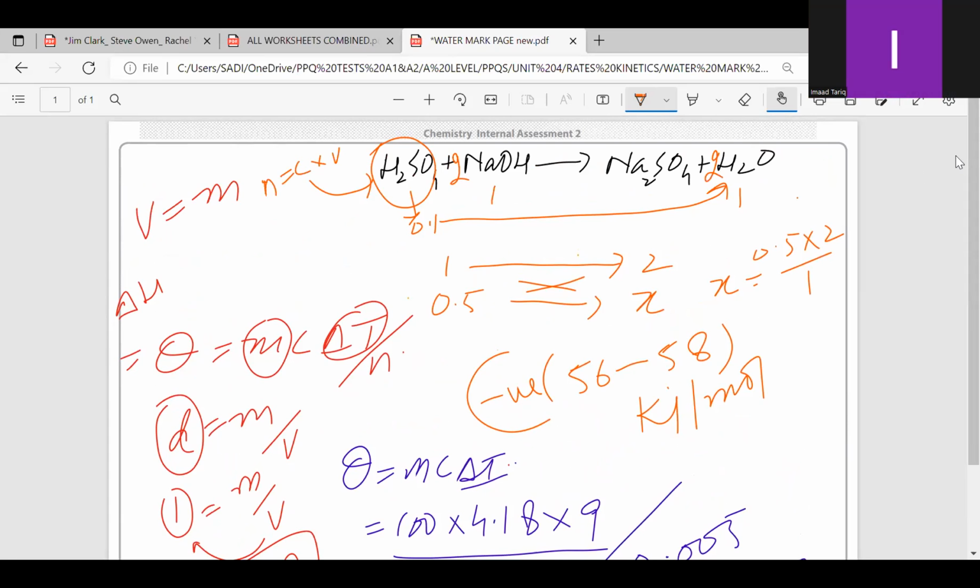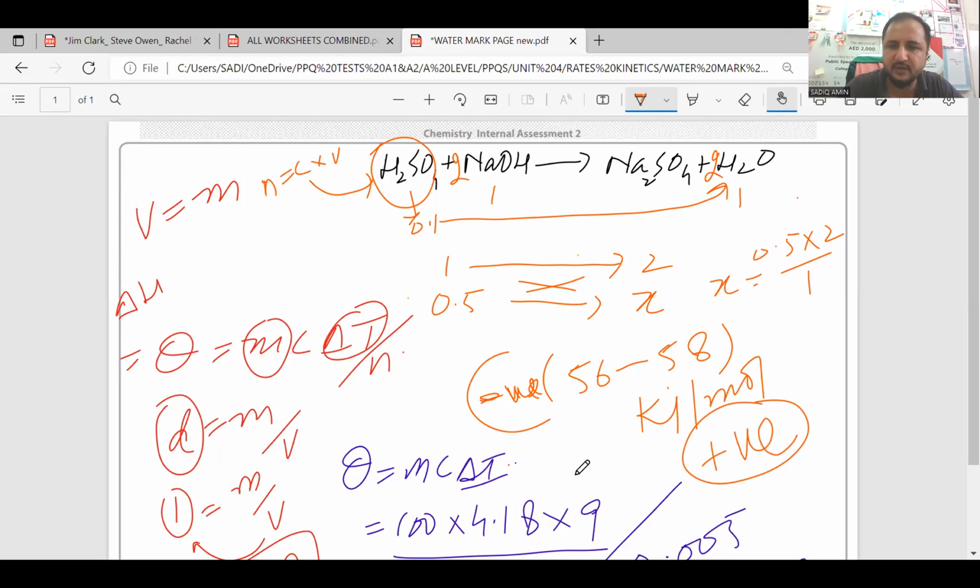So what did you write in that bracket? Negative. When I'm writing negative, I write a negative sign with VE. When I write positive, I'll write a plus sign with VE. These are terminologies. When you're growing in chemistry, you'll be knowing these things.